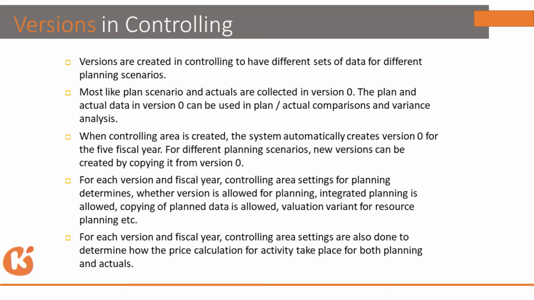So generally what we do, like 2022, 23, 24, we keep creating 3-4 years in advance, so that it doesn't create any trouble at any time. And version 0 is the default, where planning and actual postings happen. And if you want to do other planning, like sales planning, you can create other versions. Okay.